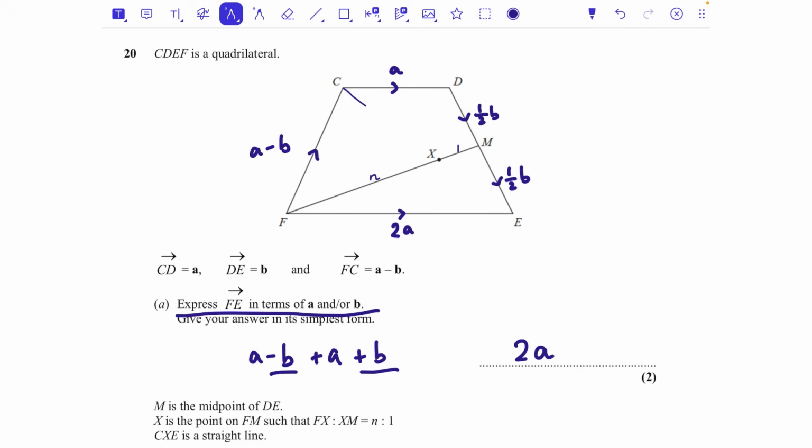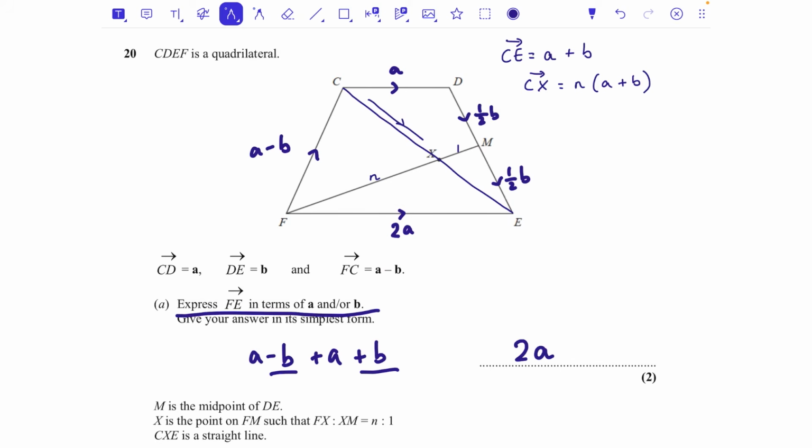I know also they've just told me that CXE is a straight line. So therefore, C to E we can get by going round. C to E is A plus B, okay? And therefore C to X, well, I don't know how far down C to E that is, but I know it's going to be some fraction, some number. So I'm just going to call it N. N lots of A plus B. That makes sense to me.